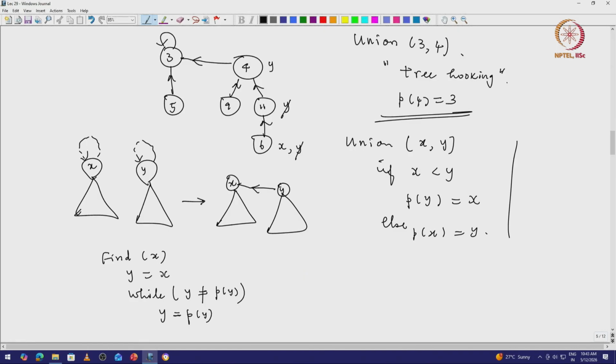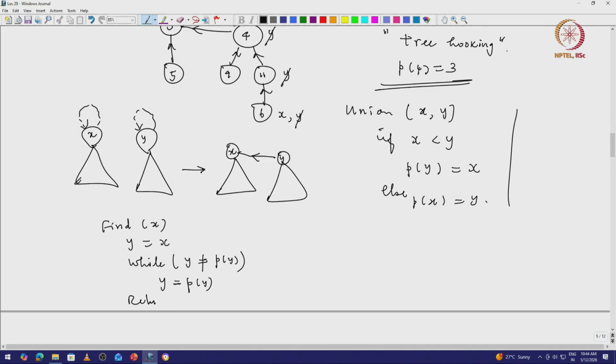Check whether y is equal to parent of y. No, y is 4, parent of y is 3, therefore you are seeing that they are not the same. Get into the while loop, y is parent of y, update y to the parent. Is y equal to parent of y? Yes, y is 3, parent of y is 3, they are the same, so you exit the while loop.